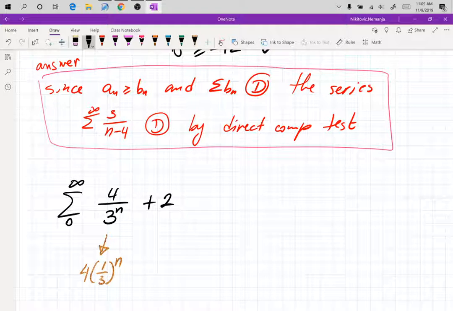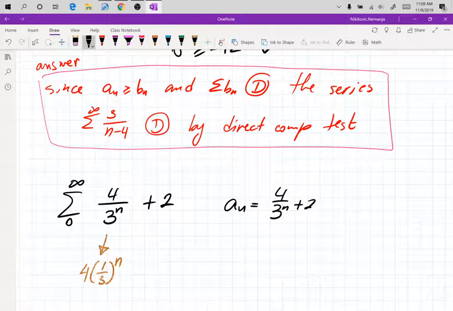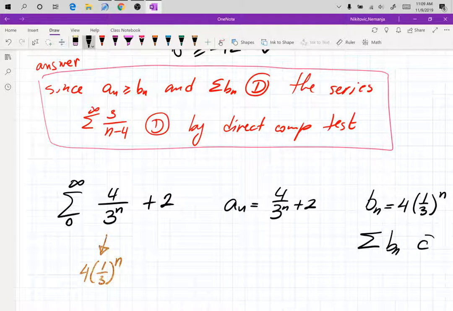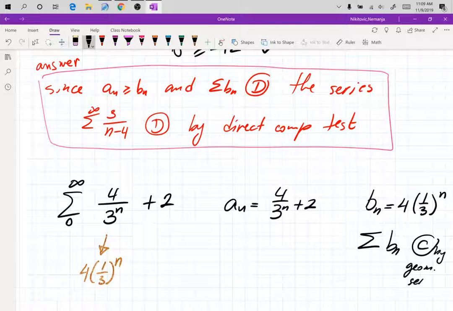All right, so what's the an? It's going to be 4 over 3 to the n plus 2. And the bn we are comparing it to could be 4 over 3 to the n. So it's exactly what we had, right? Now we know that the summation of bn converges by geometric series, which is line number 2 on the sheet I gave you.